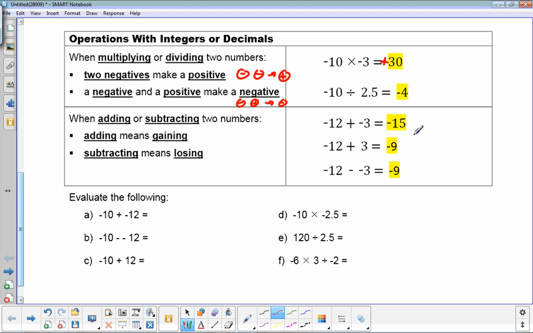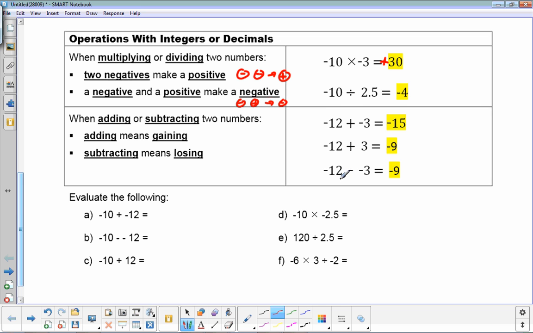When you're adding or subtracting, you want to just remember adding means gaining, subtraction means losing. So for example here, negative 12, you're adding more negative to it, so it's going to end up with negative 15. If you've got a negative number and I'm adding positive, I'm taking some of the negativity away. So it's going to be less negative, more positive by how much? 3. So it'll be negative 9 for my answer.